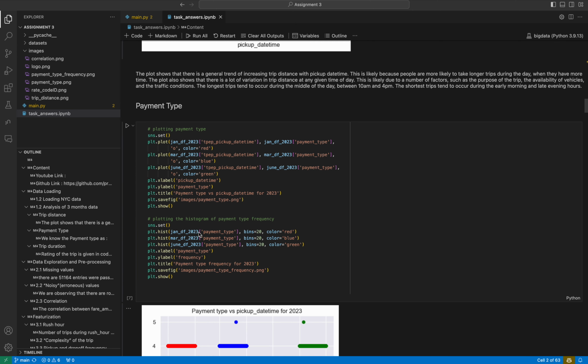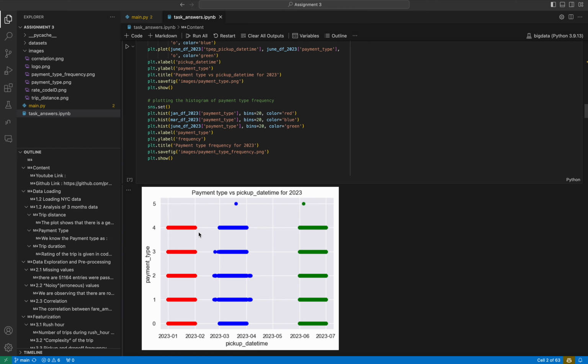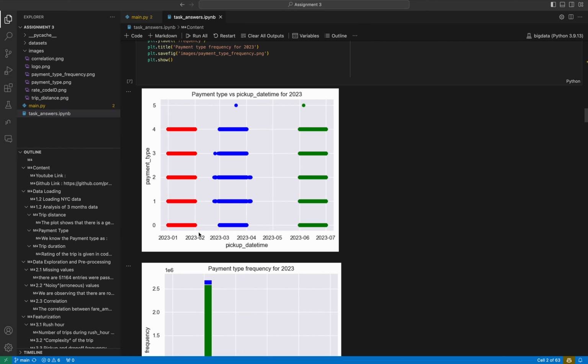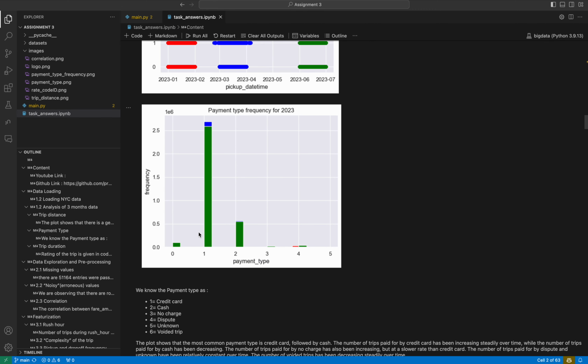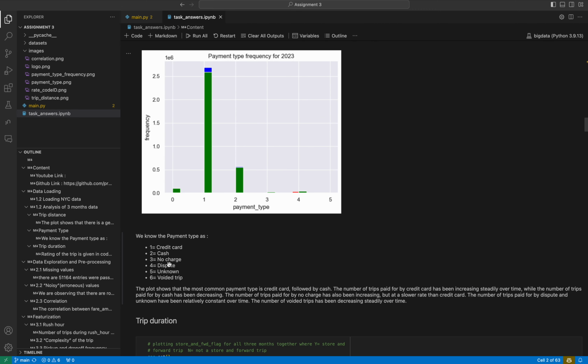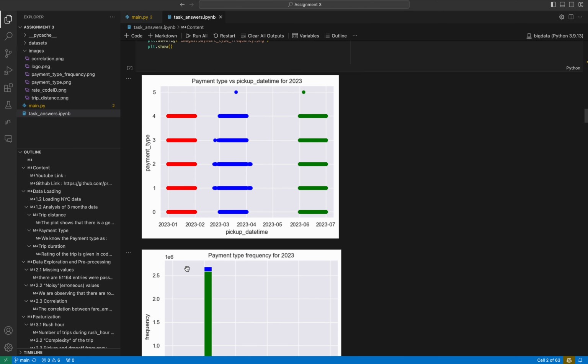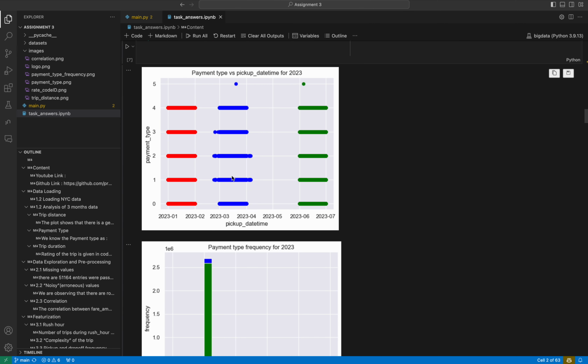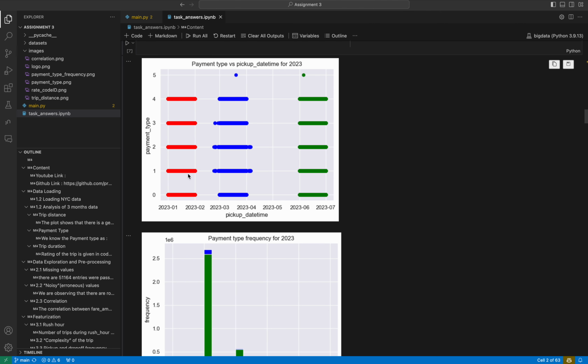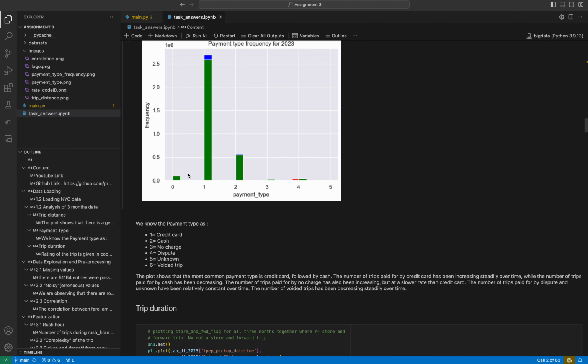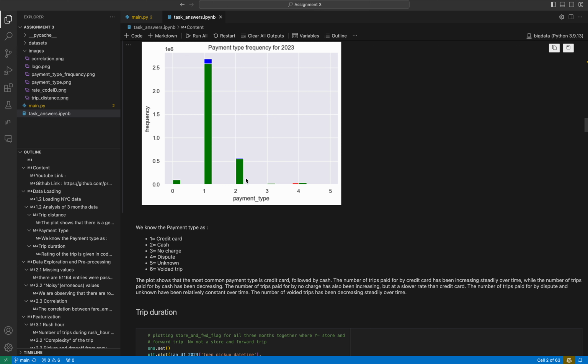Now coming to the payment type, the data analysis shows there are a total of 6 types of payment type, which are credit card, cash, no charge, dispute, unknown, and then a void trip, which was no trip at all. We can see that most of the payments are by credit card and cash. The most common one is credit card, followed by cash.